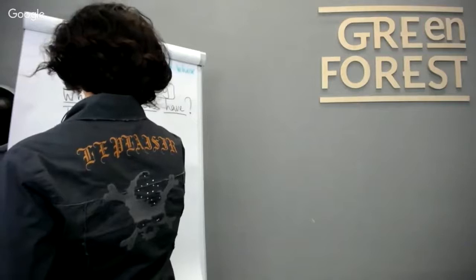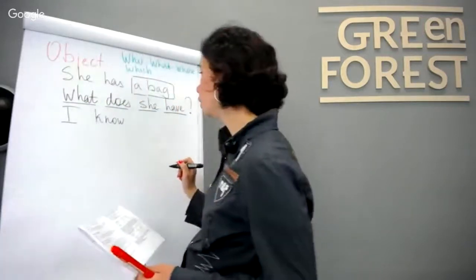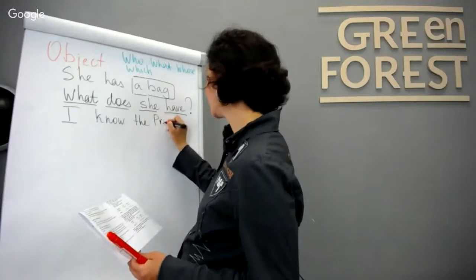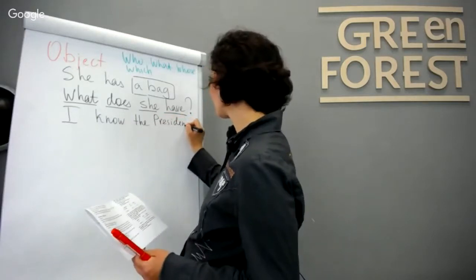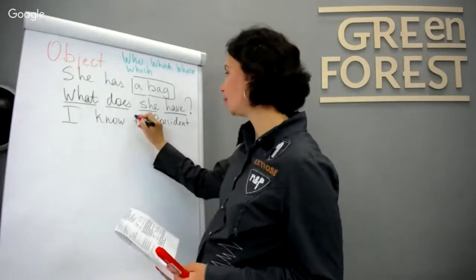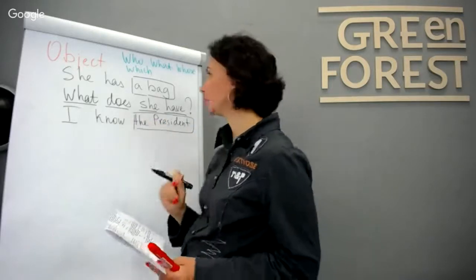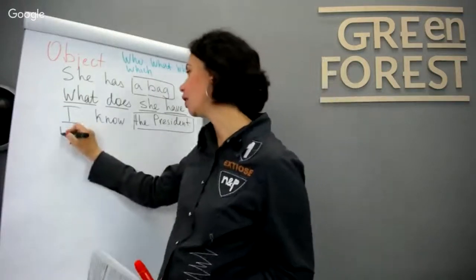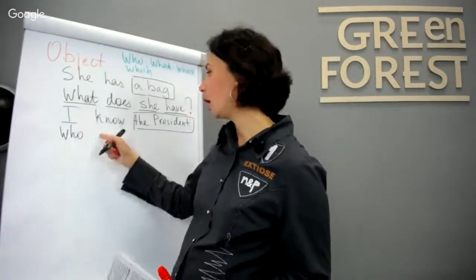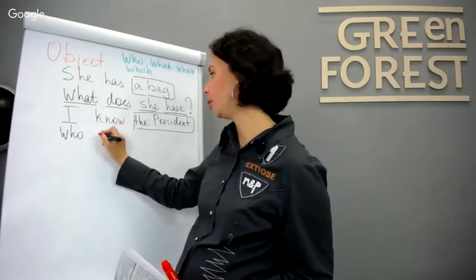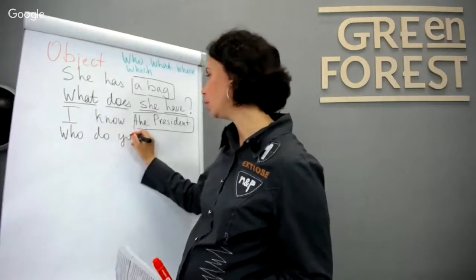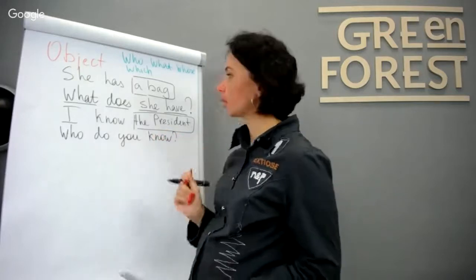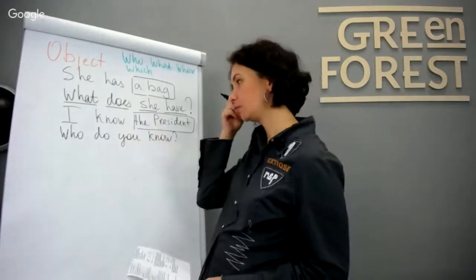I know the president of Ukraine. Okay, the president is the object, I'm sorry, of this sentence. How to make a question? Who, auxiliary verb, this is present simple. Do you know? Who do you know?